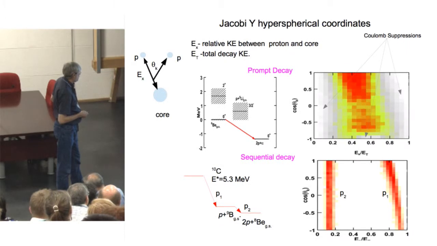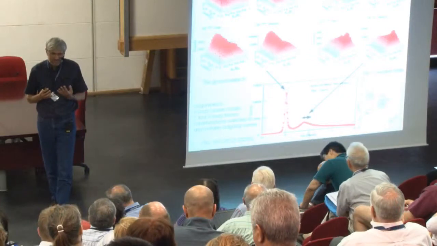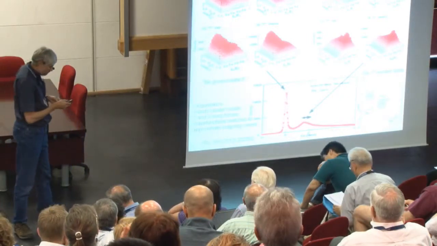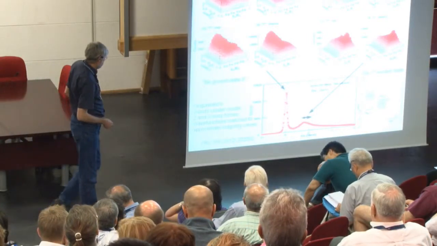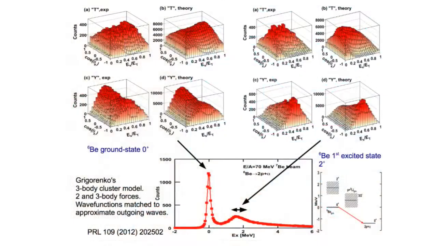So we measure these things. Can we extract useful information? We work with a theorist, Leonid Grigorenko, and he has a model to calculate these things. Basically, you specify the interactions between the free particles, you solve for the wave function, and you have to match with outgoing wave boundary conditions. And it's quite a successful model.